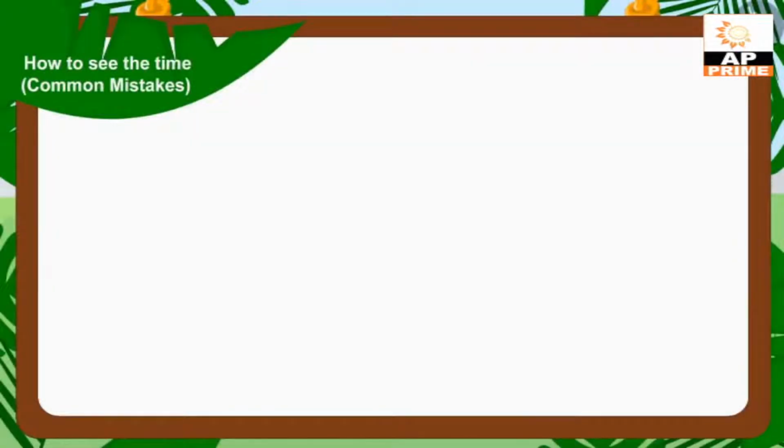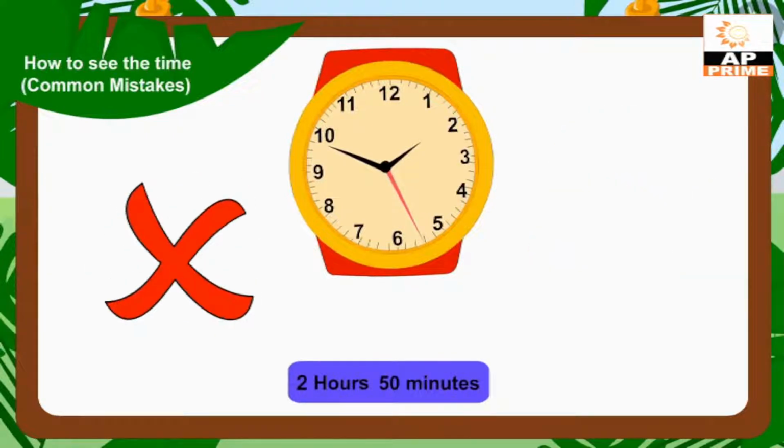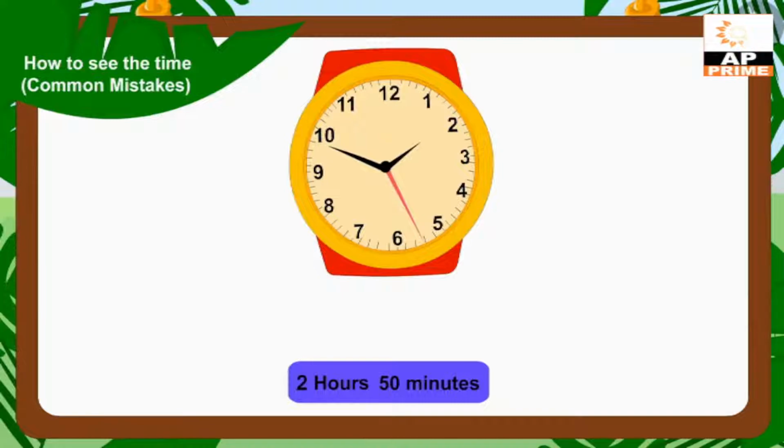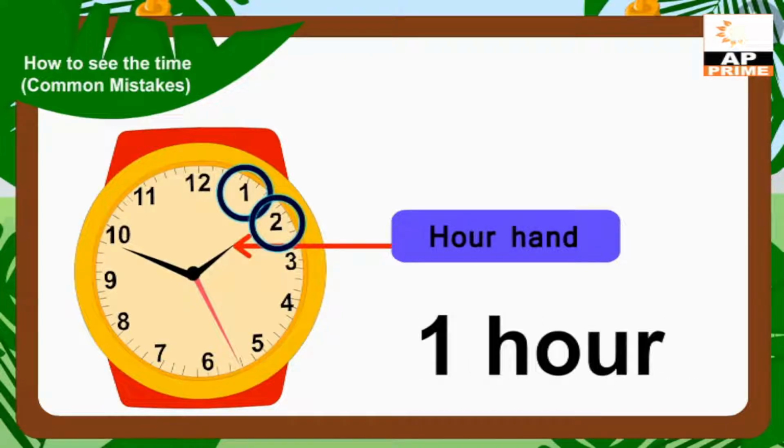Children, has Babban seen the correct time in the watch? No. Babban has made a mistake. What mistake has Babban made? Absolutely right. Babban was wrong about the hour. What is the time if the hour needle was between 1 and 2? Exactly, 1 hour. But Babban understood it as 2 hours.